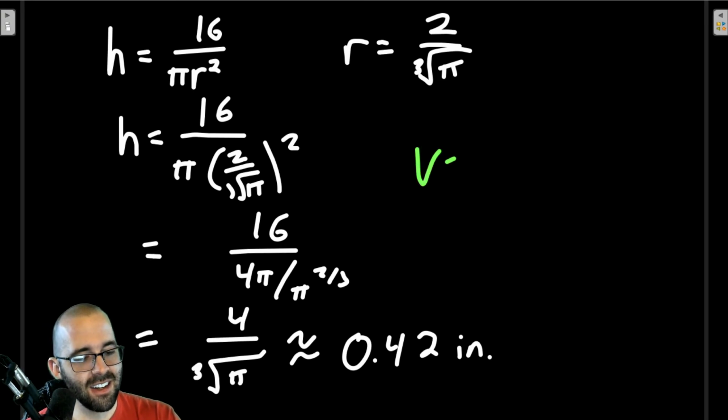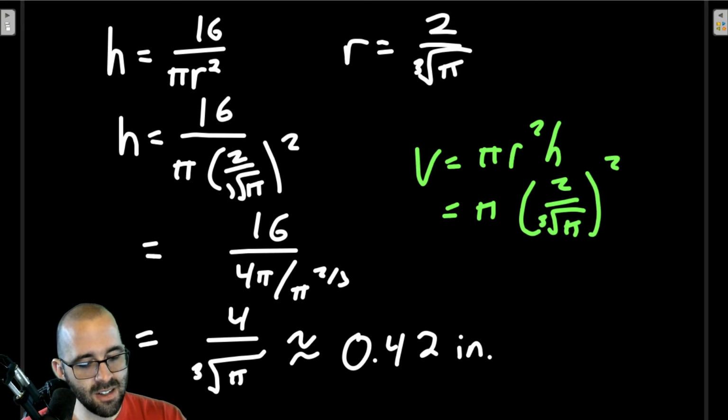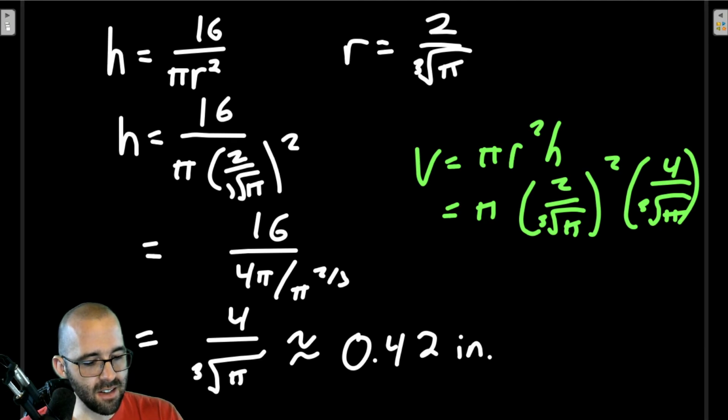Right, because the volume is pi radius squared times h. Just pi times the radius, 2 over the cubed root of pi, squared, times h, 4 over the cubed root of pi. Yeah, so I think we're just off by a pi, honestly. We shouldn't have divided by pi here, because we're going to have a pi in the denominator and they're going to cancel. This is the can of soup with a volume of 16, not 16 pi. That's the mistake that happened here.